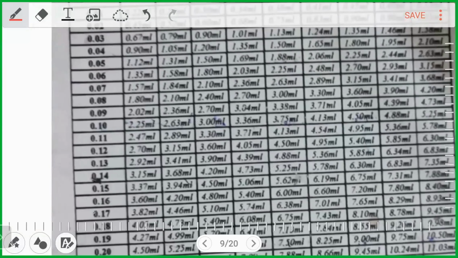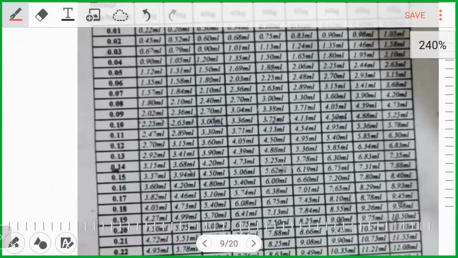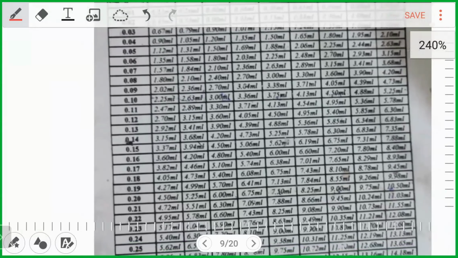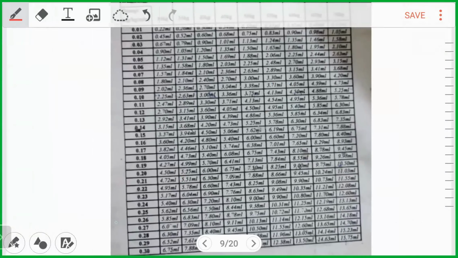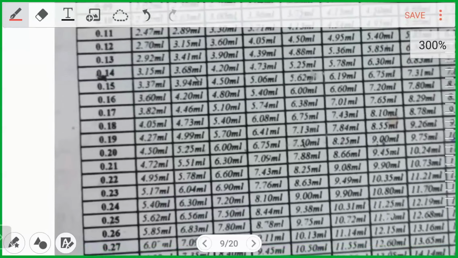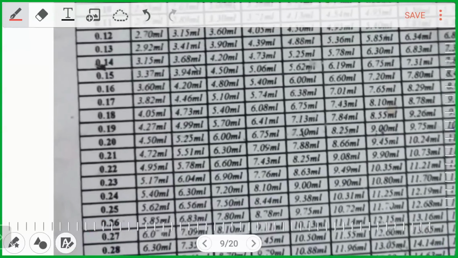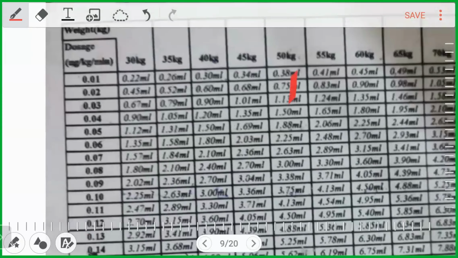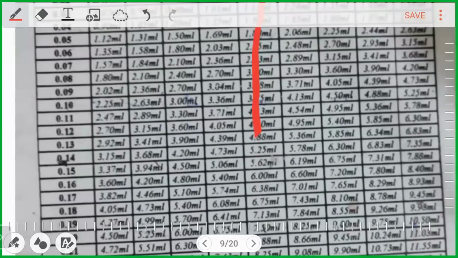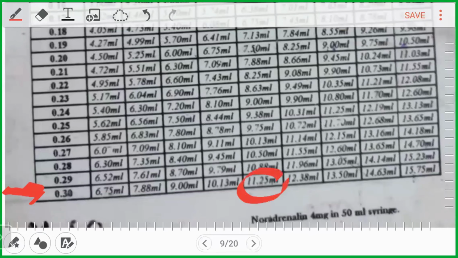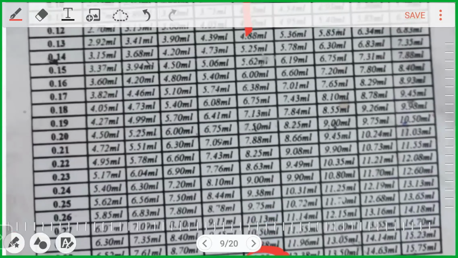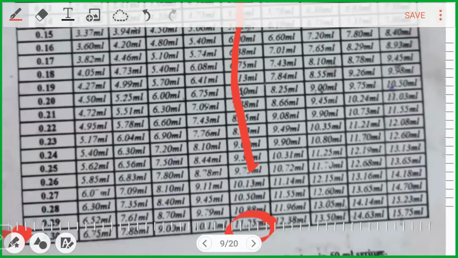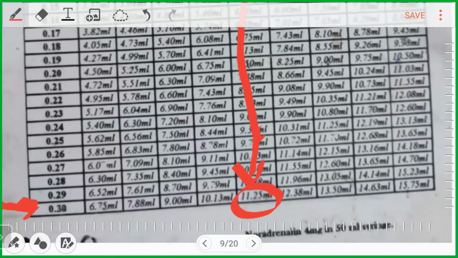So the 0.3. Point three is here. Then the weight, 50 kilogram, right? Very good. 11.25 by calculation. Approximately 11.2. So 11.25 is mentioned in the graph. Anyhow, this is the calculation. Is it clear?